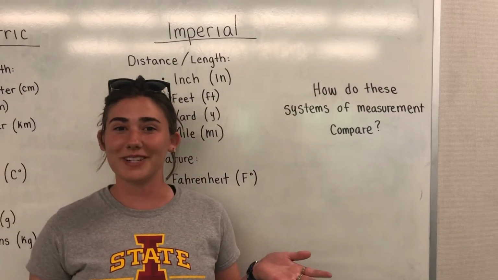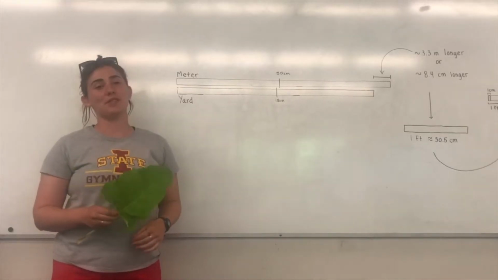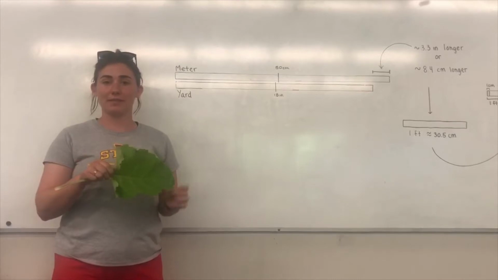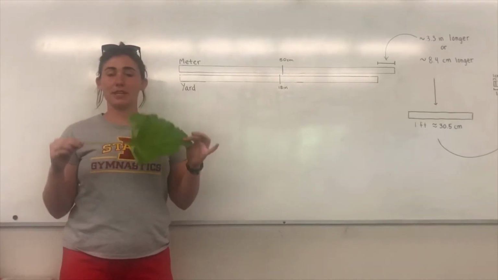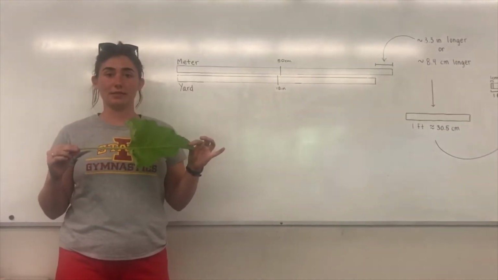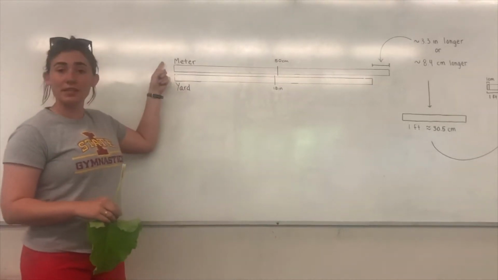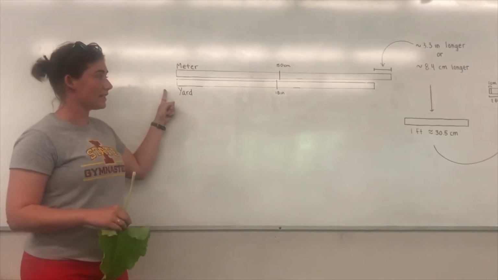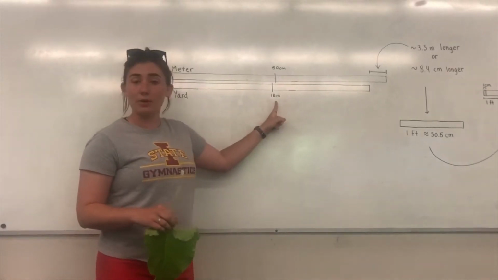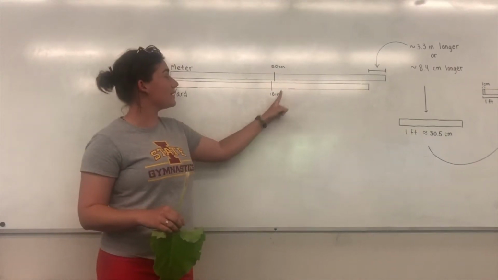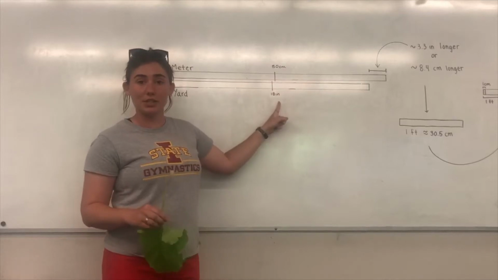So, let's go measure. The first thing that we're going to be measuring today is a burdock leaf. We're going to be measuring from the end of the stem to the tip of the leaf. As you can see here, I have drawn out a meter stick and a yard stick. The halfway points are much different in the units centimeters and inches.